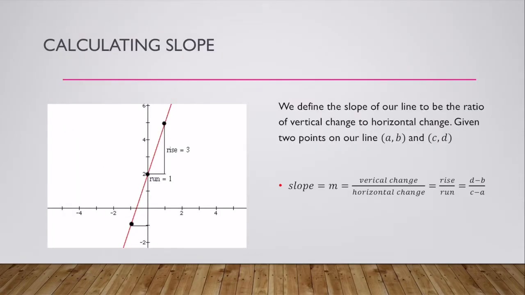In order to calculate slope, we define slope as our change in x over our change in y. What does that mean? I misspoke. Let's talk about how to calculate slope. We define the slope of our line to be the ratio of vertical change to horizontal change, given 2 points on our line. It's commonly referred to as rise over run. The greater the number, the steeper my line.